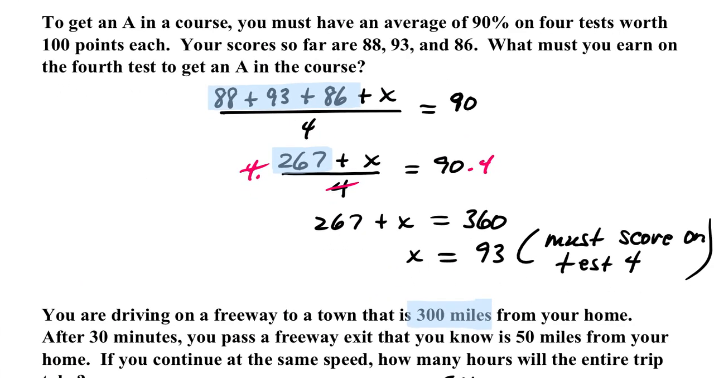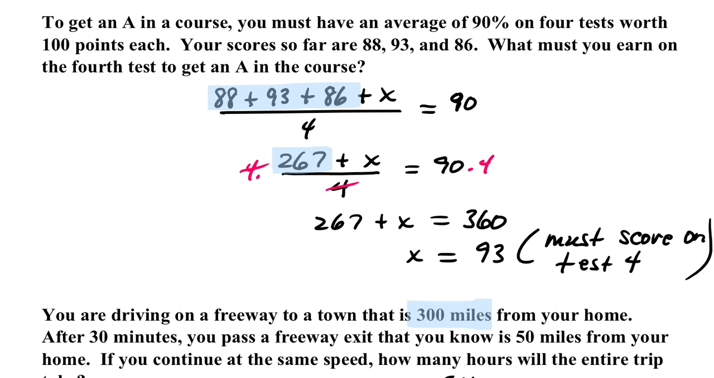To get an A in the course, you must have an average of 90% on 4 tests worth 100 points each. Your scores so far are 88, 93, and 86. What must you earn on the 4th test to get an A in the course? Since they're all evenly weighted at 100 points each, we just have to add up our 3 test scores given, plus use X for a 4th, divide by 4. It's just like if you take the average of any number of test scores, add them all up, divide by how many there are. Now, since we have to have a 90 for a minimum to get an A, we're going to set that equal to 90.